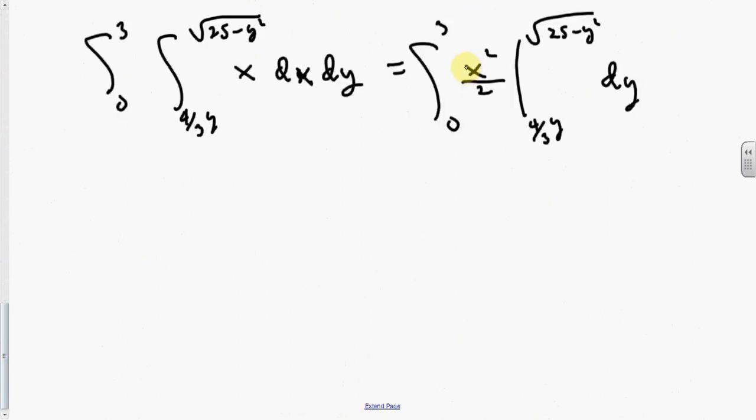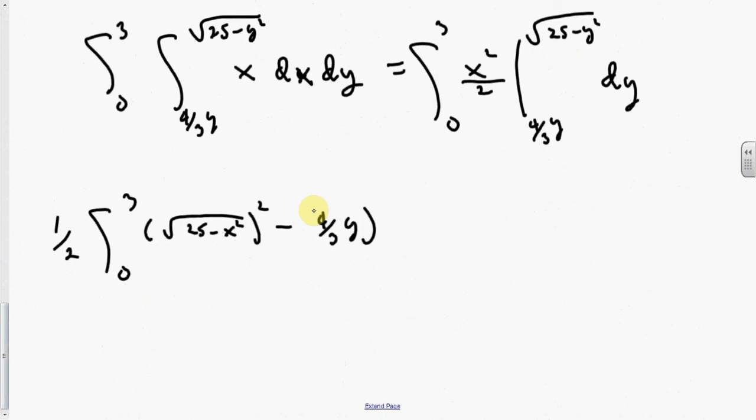That x squared is going to help us with that radical. Let's say this is 1/2 times the integral from 0 to 3. Here, I evaluate these terms at x squared. So this is the square root of 25 minus y squared, to be squared, the radical goes away, minus 4 over 3 times y, to be squared. Uh-oh, that's a y right there.